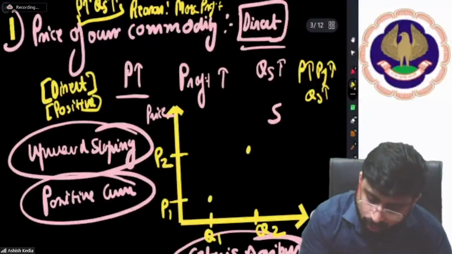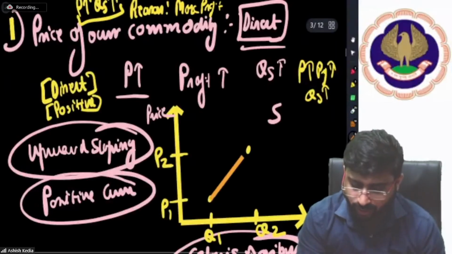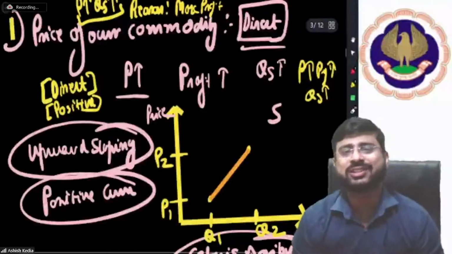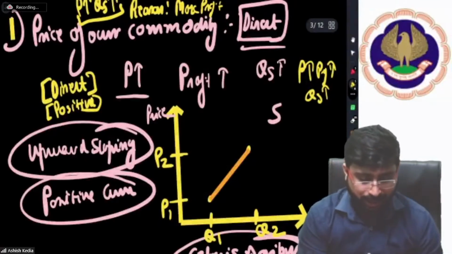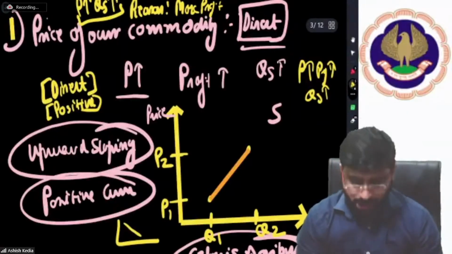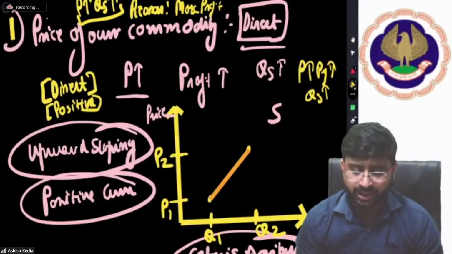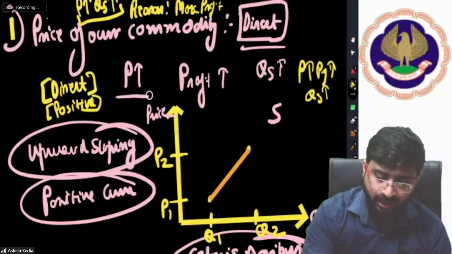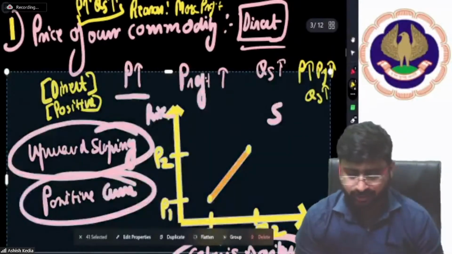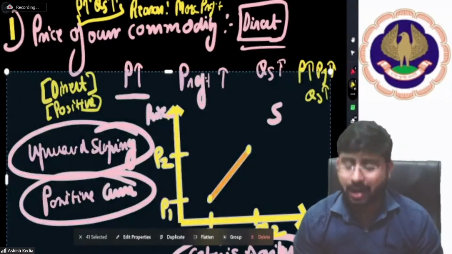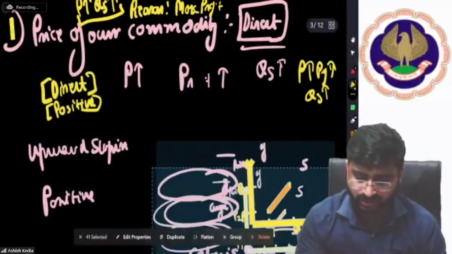So where is the new supply? Here. If you look carefully and draw them, you will see this kind of direct relationship, that is an upward sloping curve. Remember, demand was downward sloping from left to right, supply is upward sloping. So a very important conclusion: the supply curve is indeed an upward sloping curve.